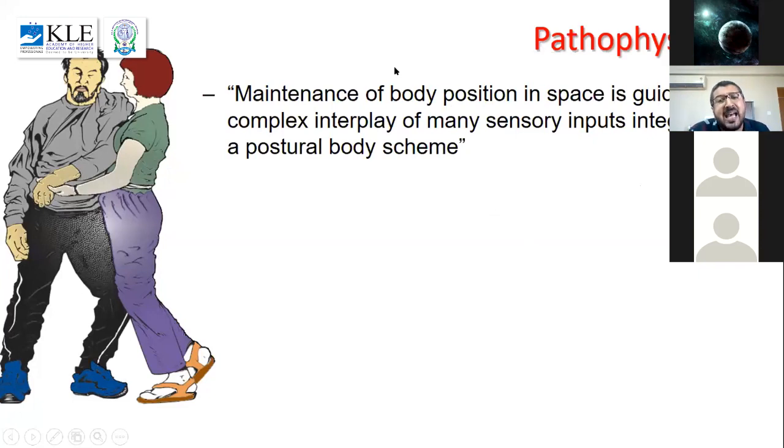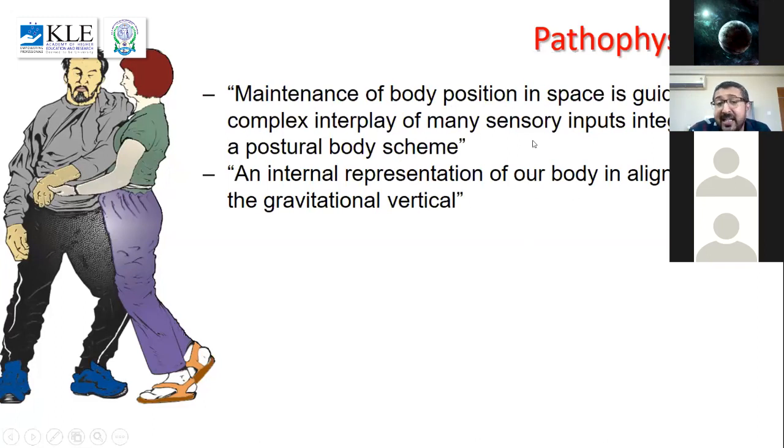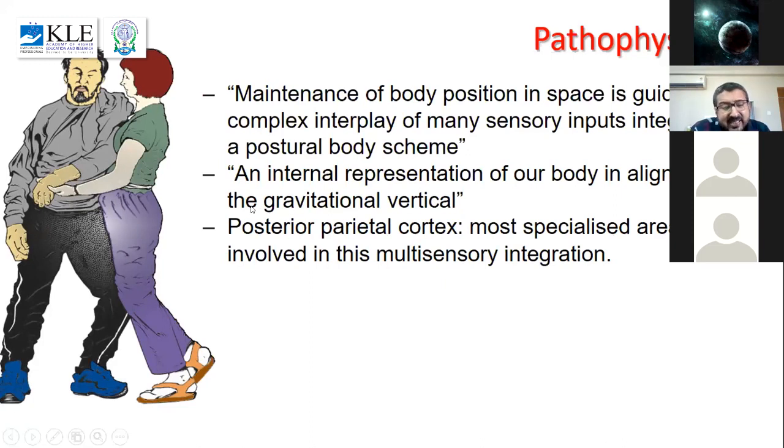All I would like to say is that for maintenance of posture in space, you need a complex interplay of these sensory inputs. And definitely there is an internal representation of the body in alignment with the gravitational vertical. In other words, the body has an image of how to keep itself against gravity. There are always some reference values which the nervous system utilizes without your knowledge for maintaining posture. It is with respect to the gravitational vertical that I am talking about the parietal lobes and their importance. That is the most important area of the brain concerned with verticality with regard to gravity.